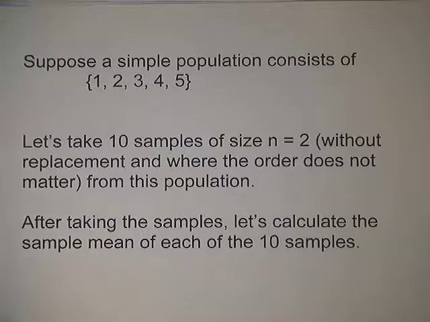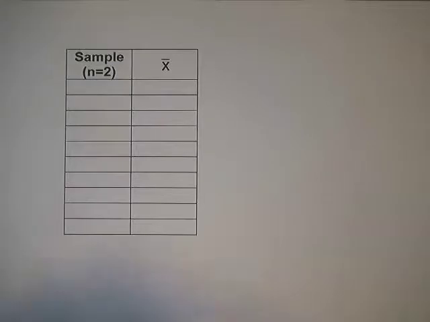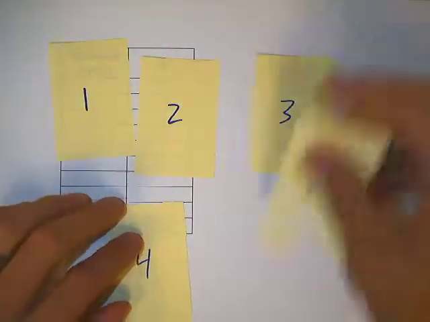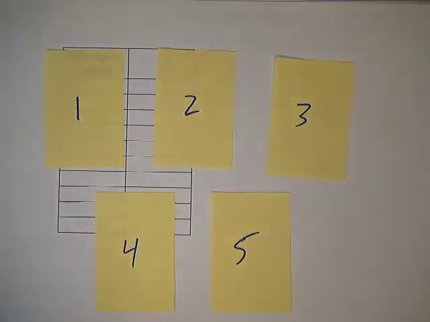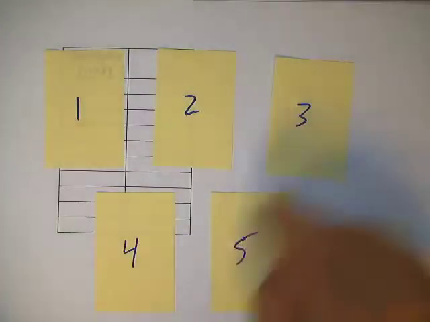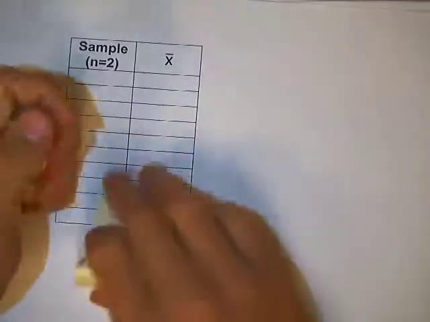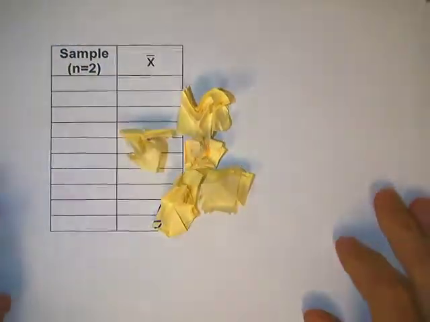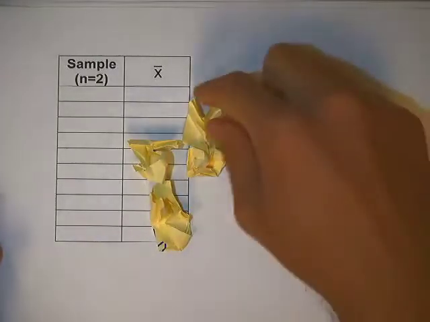I'm going to keep track of my data here, but the way we're going to do this is to simulate sampling from this simple population. We have the elements 1, 2, 3, 4, 5 on little pieces of paper of the same size. I'm going to crumple them up and mix them up, and take 10 samples of size 2 without replacement, so I'm going to take 1, and then I'm going to take 2.